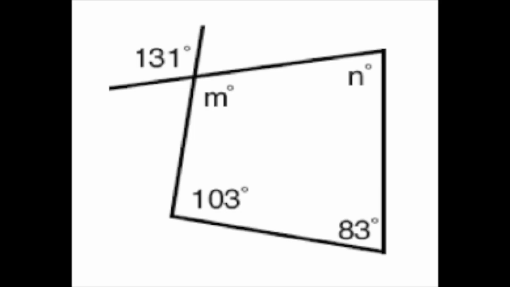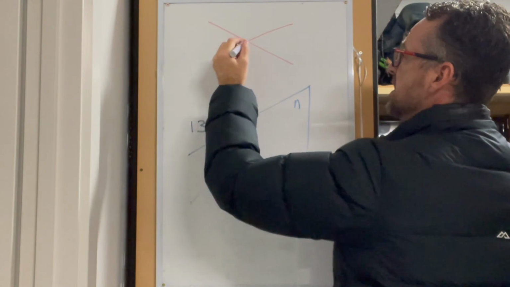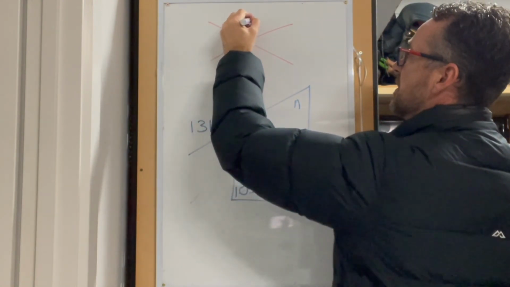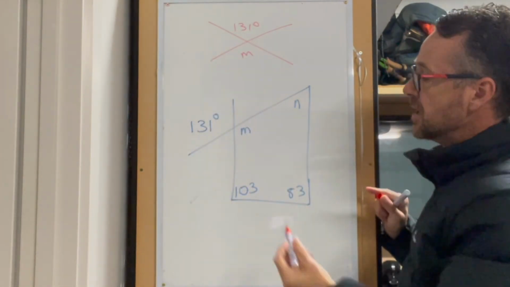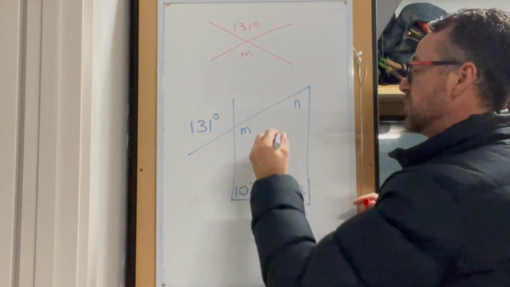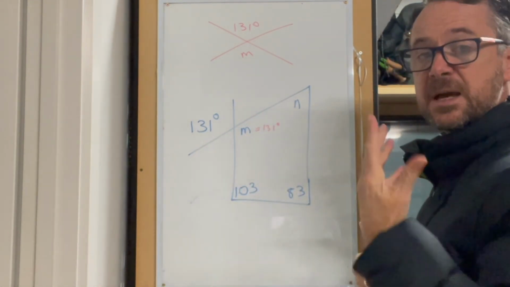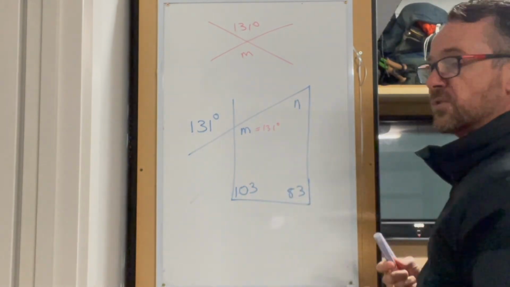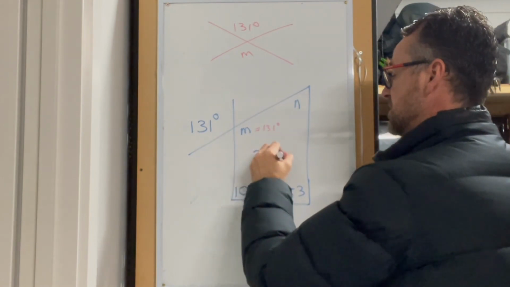Last one diagram has this sort of quadrilateral shape with these crossing lines here. And what we know with the crossing lines here is that anything here is going to be vertically opposite. So here we can see that M is vertically opposite 131, so therefore M equals 131 degrees. We can then use that bit of information to consider the quadrilateral, and we know with a quadrilateral that it has to add up to 360 degrees.